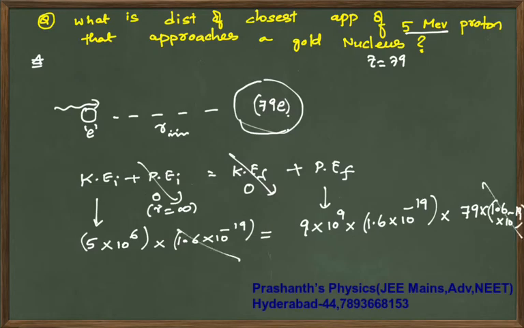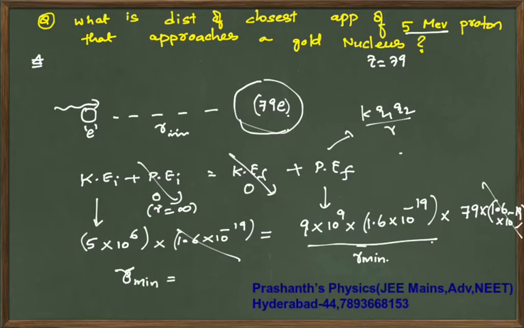So this 1.6 will cancel off. For this I am substituting K Q1 Q2 by R, with K value 9 into 10 power 9, and this is your minimum distance. Now let's simplify this. So you get 5 R min from this expression: 9 into 10 power 9 into 79 into 1.6 into 10 power minus 19, whole divided by 5 into 10 power 6.